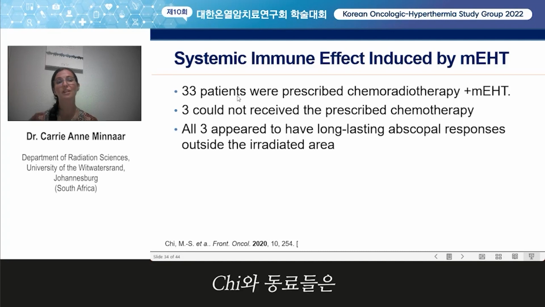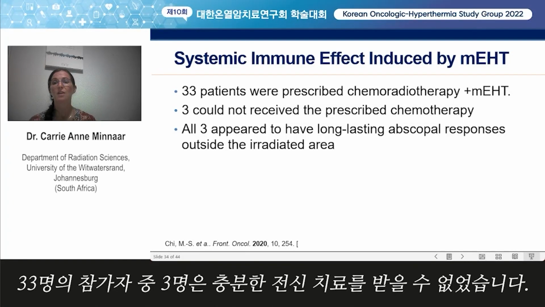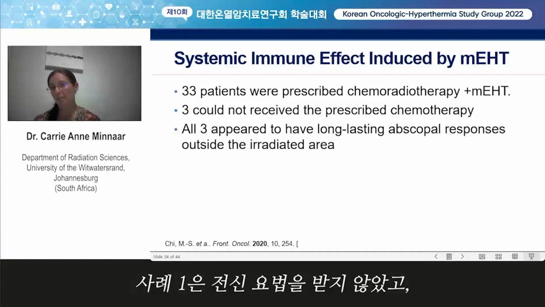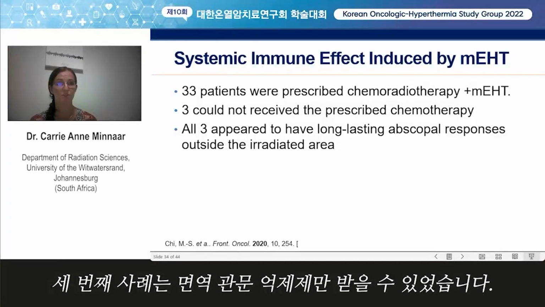Chi and colleagues report on what they believe to be an abscopal response in 3 participants out of a sample of 33 analyzed patients. 3 of the 33 participants were unable to have the prescribed systemic treatment. Case 1 could not have any systemic therapy. Case 2 was only able to receive 2 low-dose cycles of chemotherapy. And the third case was only able to receive immune checkpoint inhibitors.